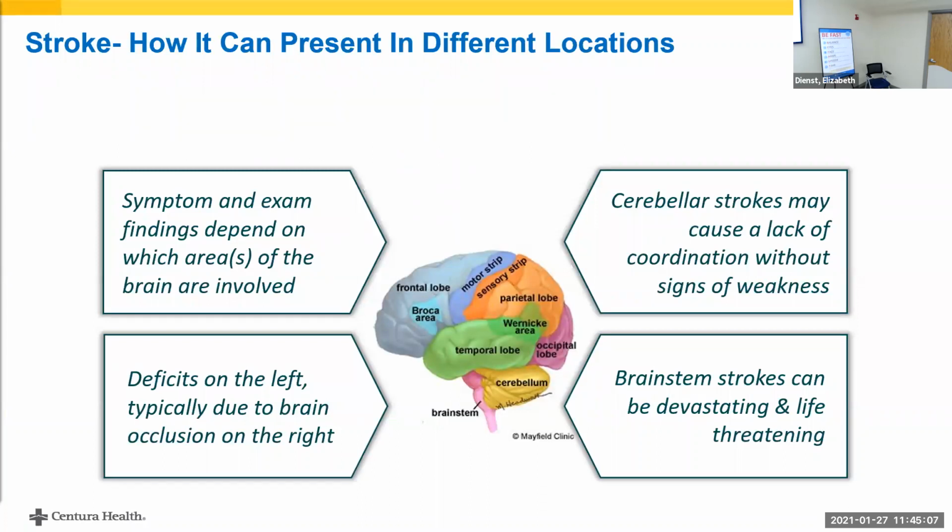So how can stroke present in different locations? We just talked about that. Symptoms and exam findings depend on which area of the brain is involved. And that's why I said we would love to go more into depth on stroke anatomy, but just knowing these very primitive things, you can help identify the areas. Again, I keep saying it, left side controls the right side of the body. So just remember it's the opposite there. Cerebellar strokes are a lack of coordination and that dizziness that we were talking about. And the brain stem strokes are very devastating and they are mostly life-threatening.